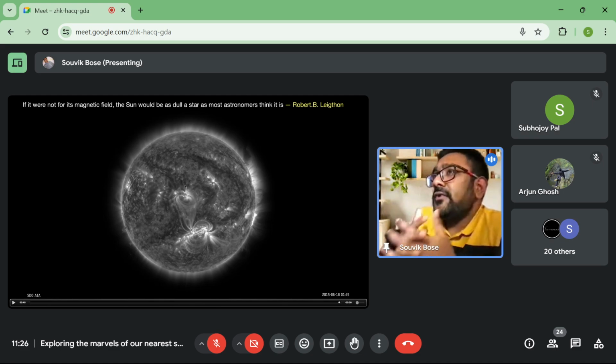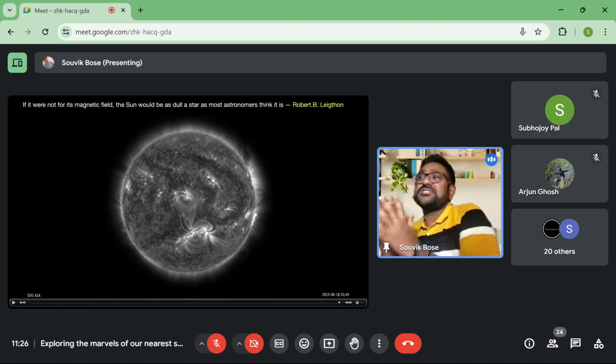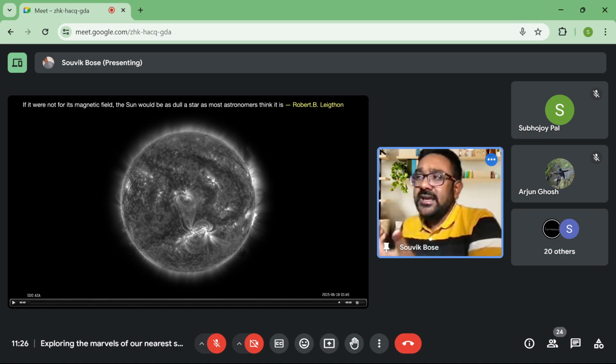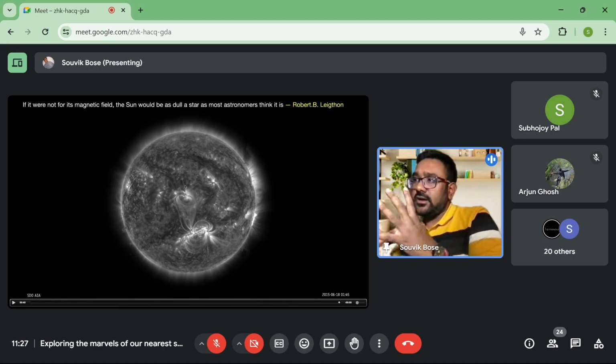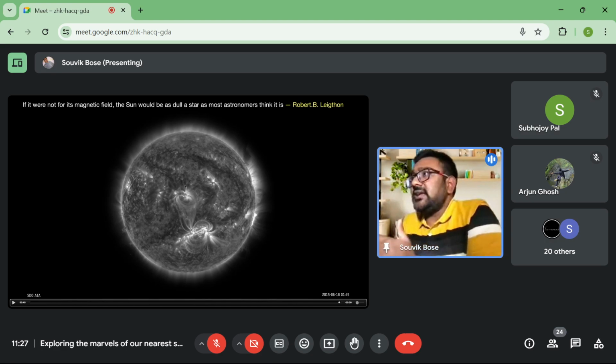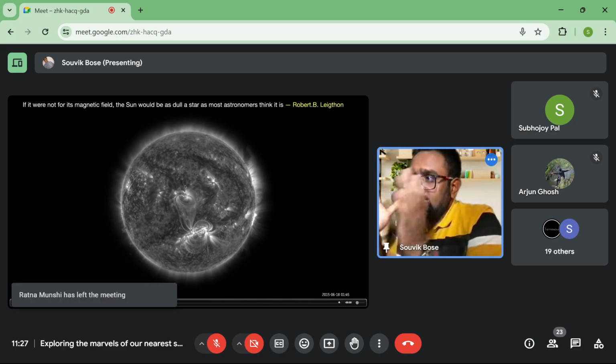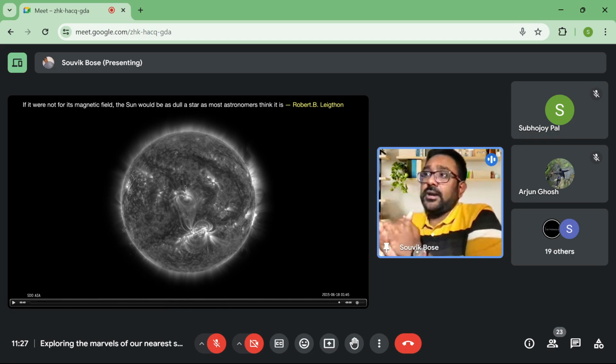And he said that if it were not for its magnetic field, the sun would be as dull a star as most astronomers think it is. And it's not just the case for the sun. We are able to say this for the sun because it's so close, and we are able to resolve the details. But other stars, which are like the sun, and even which are older or newer than the sun, have a very strong component of the magnetic field, which makes it very dynamic. It's just that they happen to be so far away from us that current telescopes are unable to resolve the level of activity like compared to what we have for the sun.